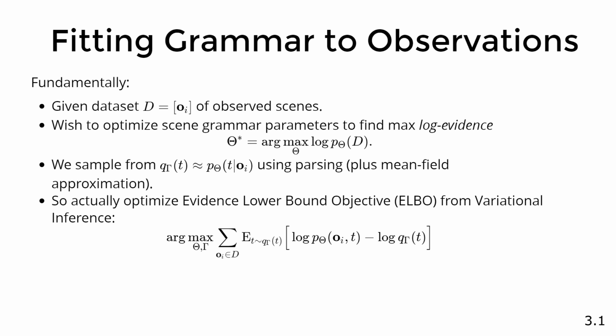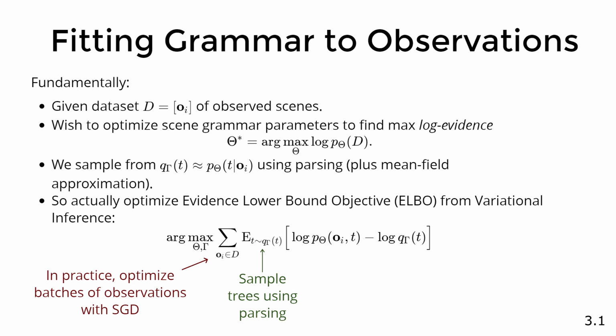Our parsing procedure gives us a way to approximately sample from the posterior over latent variables, which we're notating here as sampling from some distribution q of t over full parsed trees t. This posterior sampling procedure has its own parameters gamma. We plug this approximation of the posterior into the standard variational inference machinery, the ELBO, which lower bounds the log evidence.